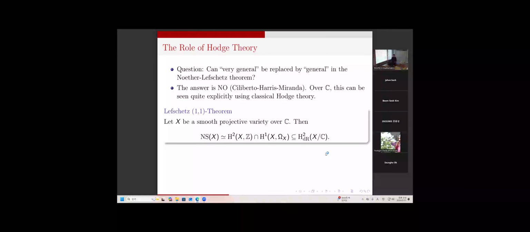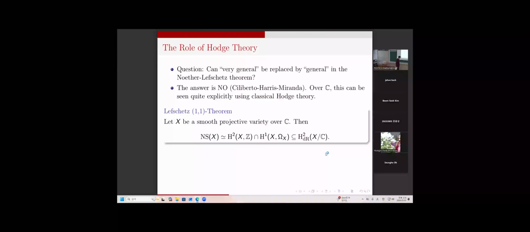If you take a smooth projective variety over the complex numbers, the Néron-Severi group, or more precisely the Néron-Severi group modulo torsion, which I'm ignoring here, is given by taking the intersection of the second Betti cohomology with integral coefficients with H^1 Ω_X. And this intersection is taken inside the de Rham cohomology.